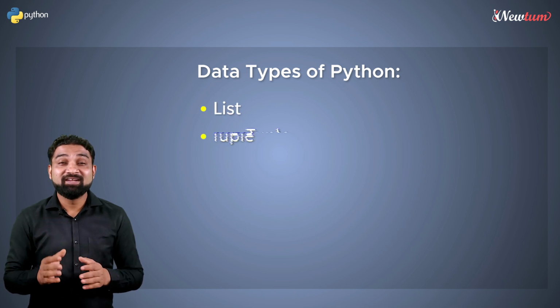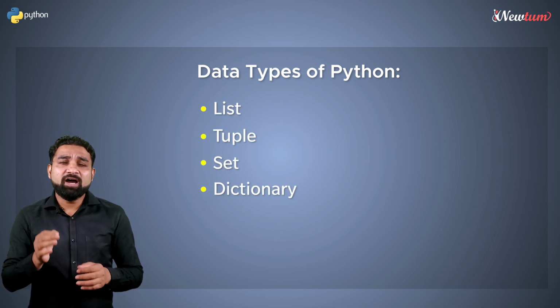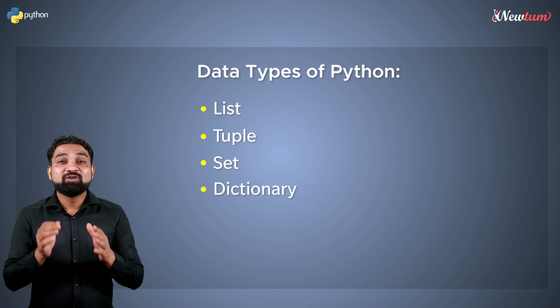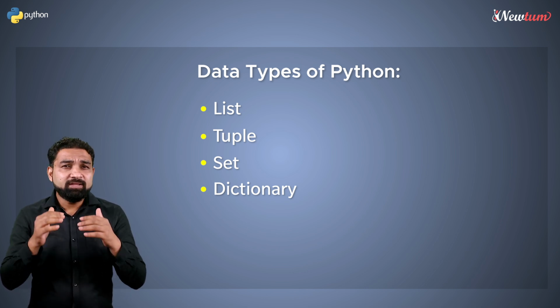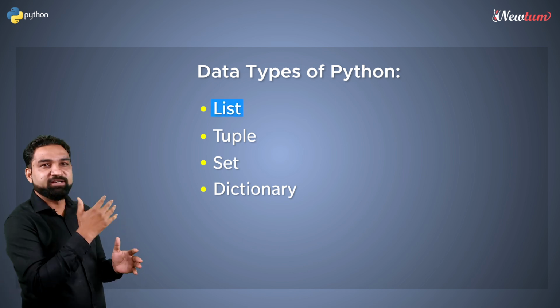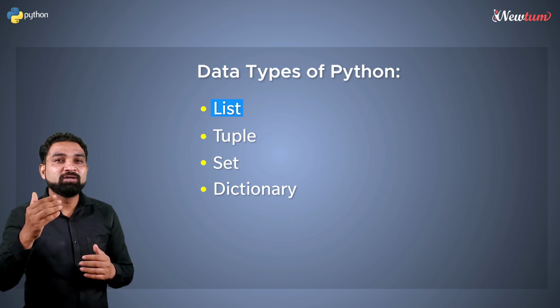List, tuple, set, dictionary are the special data types of Python to store data collection. In the last few sessions, we studied list and now we will move to tuples.